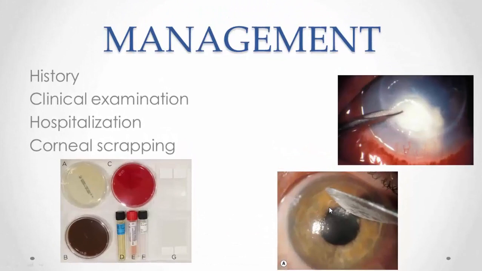Management. It is very important here to take a history, especially of trauma. Clinical examination shows corneal infiltration and ulceration with characteristic features of bacterial keratitis. This patient should be hospitalized, as it is considered an ocular emergency, and we should do corneal scraping by spatula or by the tip of a needle. The scraping material should be stained by Gram stain to show whether it is gram positive or negative, or by other stains for fungal infections, and then we can do a culture to know the causative organism.